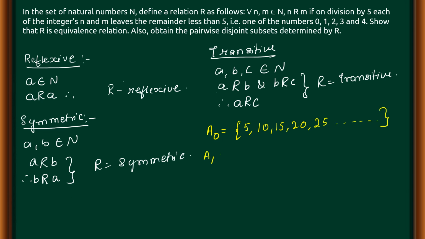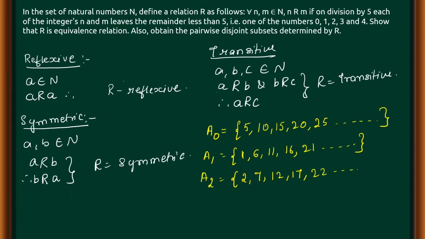Let us take numbers which give remainder 1. That means 1 itself, because 1 divided by 5 gives remainder 1. Then 6, then 6 plus 5 is 11, 11 plus 5 is 16, 16 plus 5 is 21, and so on. This is an entirely different set. Then you can take A2. A2 will be 2 first, then 2 plus 5 is 7, 7 plus 5 is 12, 12 plus 5 is 17, 17 plus 5 is 22, and so on.